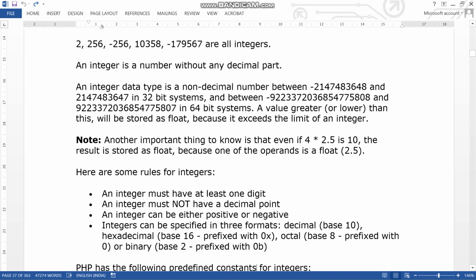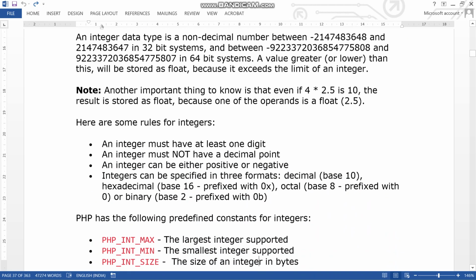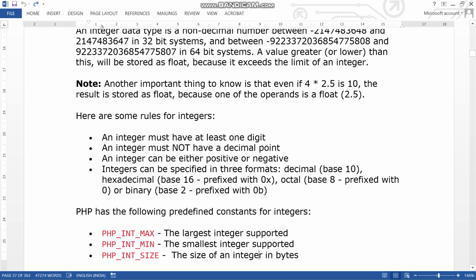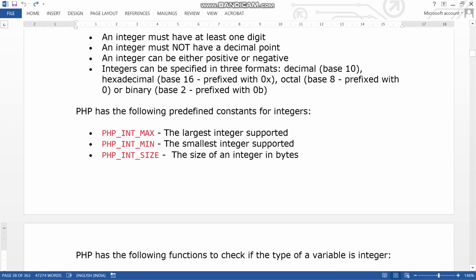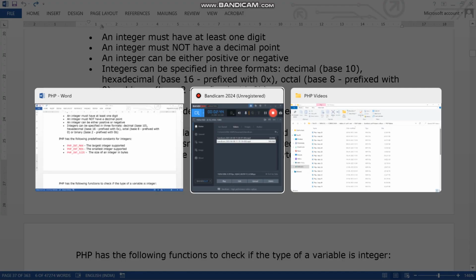So see, these are all the rules of the integer. Decimal is not possible, at least one digit is required. Then it can be negative or positive, like this. Hexadecimal also. Predefined constants are there for integer. If you type echo of this, it will give the maximum supported integer value.